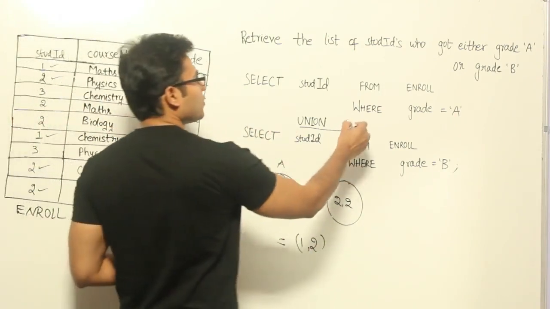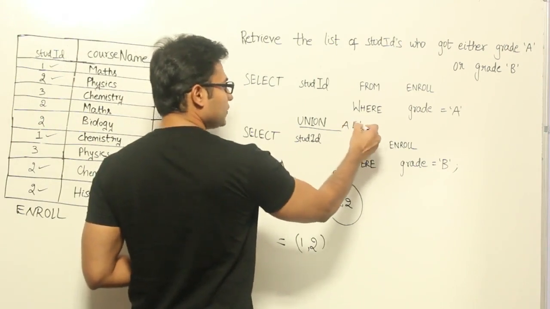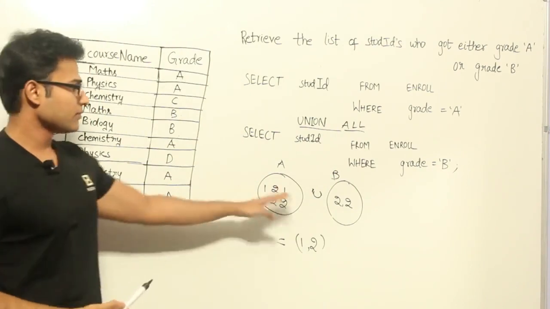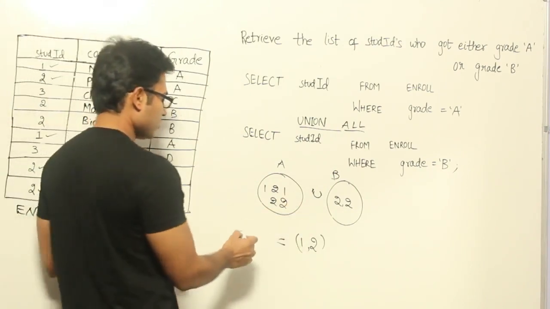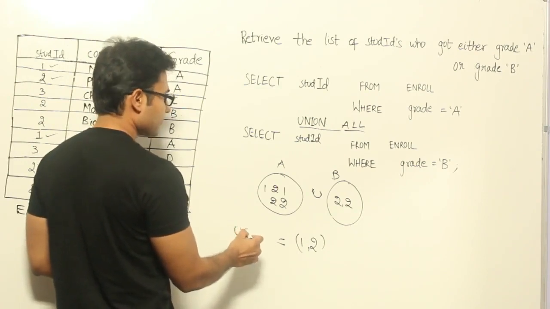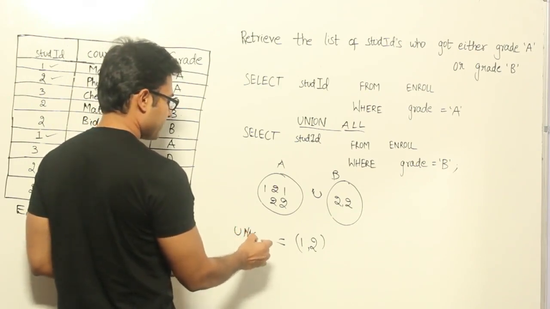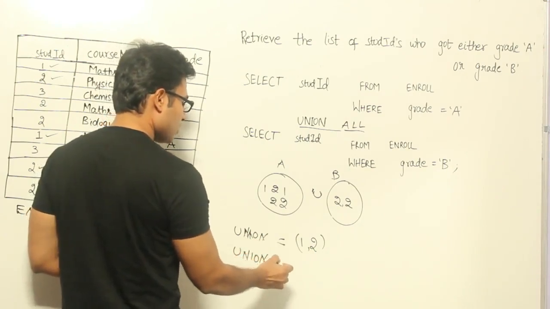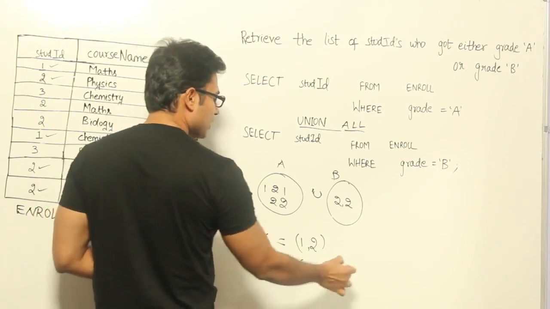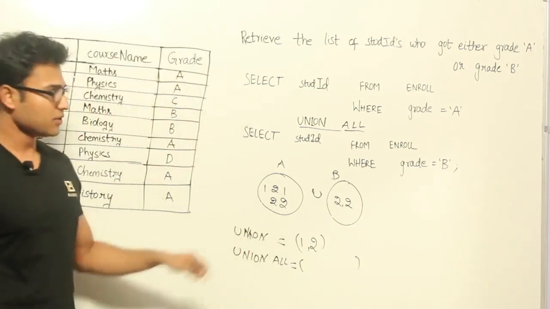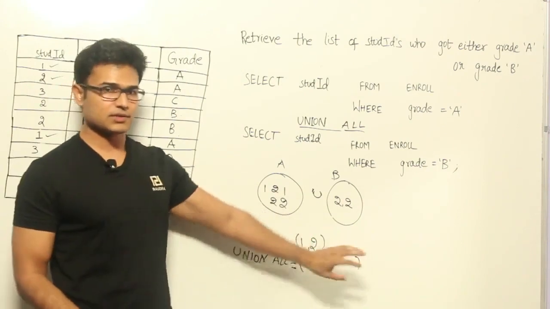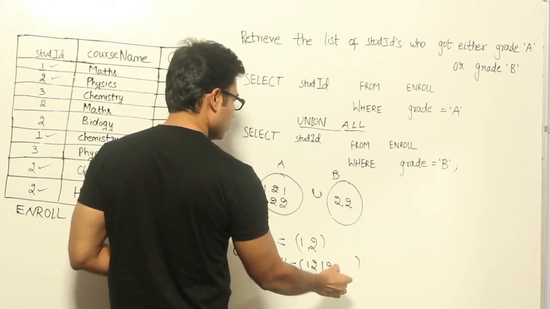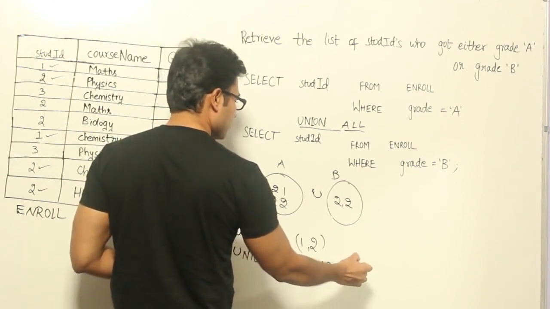Now let us say I am going to write union all. Now what happens is, I want to display even the duplicates, so everything will be displayed. If I write union all, you can see the output of union is going to be this one, and the output of union all is going to be everything including the duplicates, right? Which means all this will be displayed along with this. So we are going to see 1 2 1 2 2 and then 2 2, right?